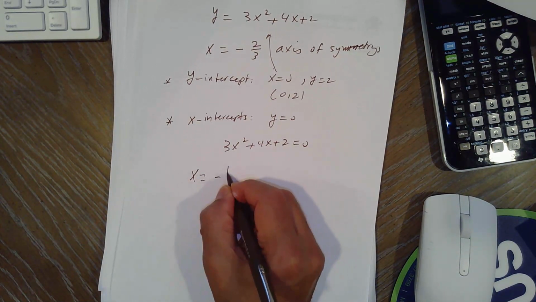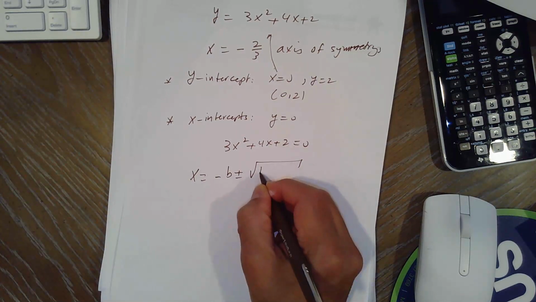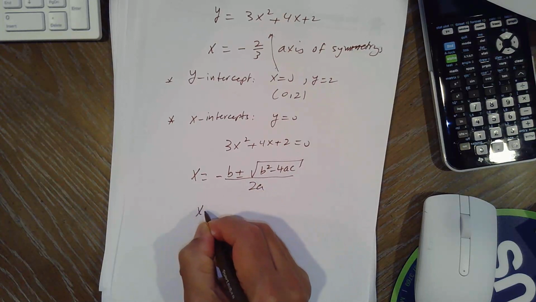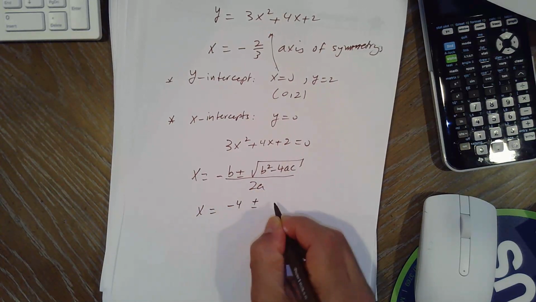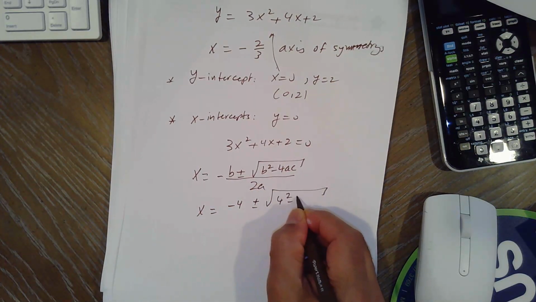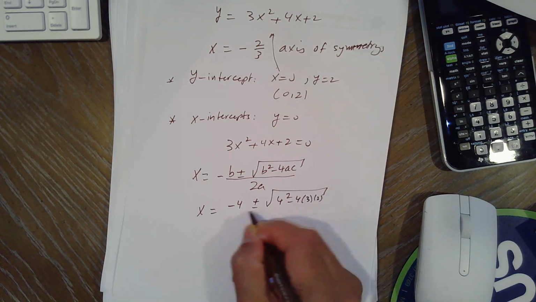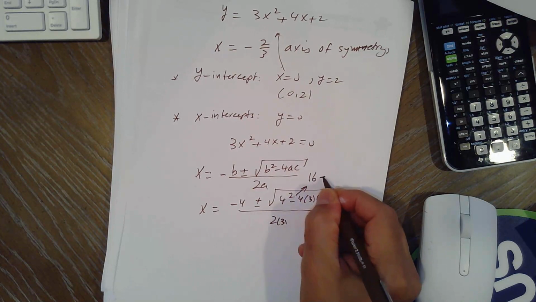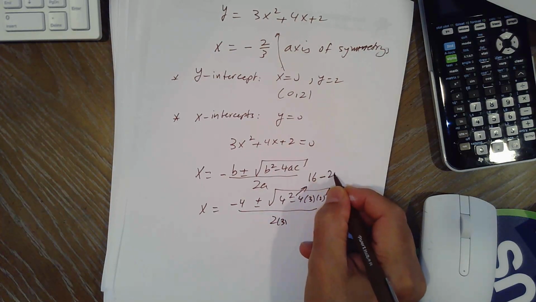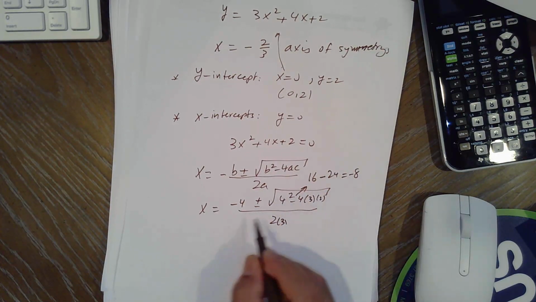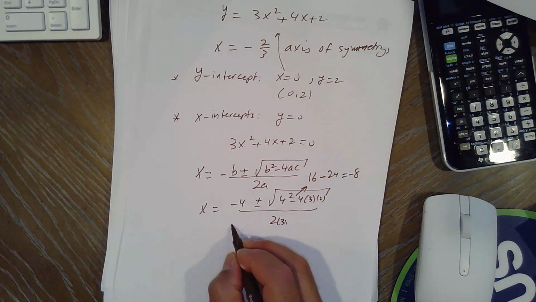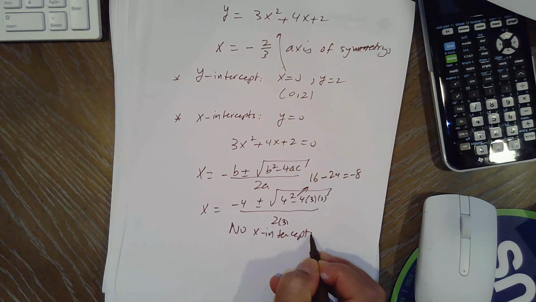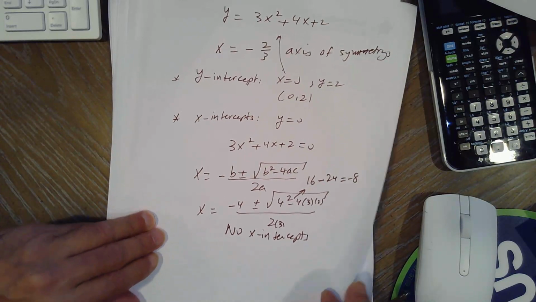X equals negative b plus or minus square root of the discriminant all over 2a. So it's negative 4 plus or minus square root of 4 squared minus 4 times 3 times 2, over 2 times 3. If you do the discriminant, it's 16 minus 24. Since the discriminant is negative, we have imaginary solutions, so there's going to be no x-intercepts. So the graph is not going to cross the x-axis.